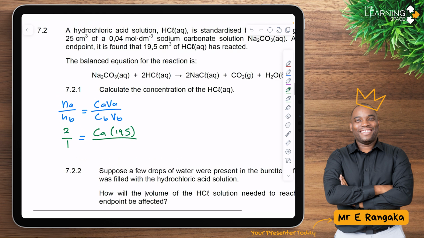Concentration of my base is going to be the 0,04. And the volume of my base is 25 cubic centimeters.